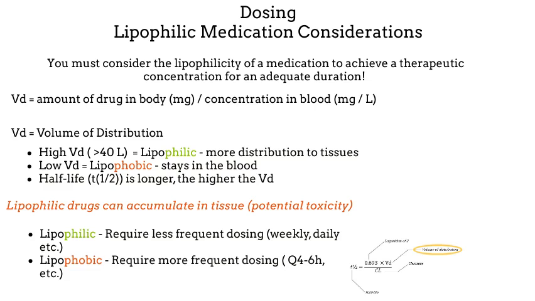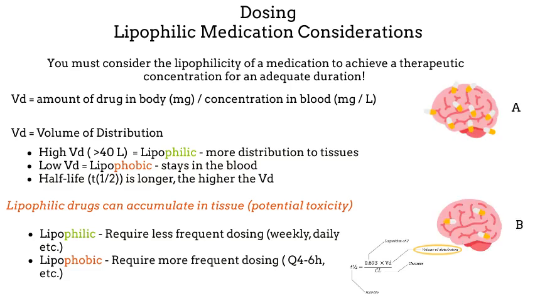On the right, assuming a patient received the same dose of a medication, medication A and medication B, which medication has a higher volume of distribution? Since more of the drug is distributed within the brain, an organ primarily composed of fat, drug A would have a higher volume of distribution.